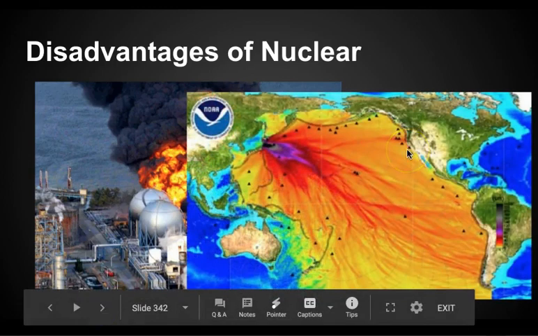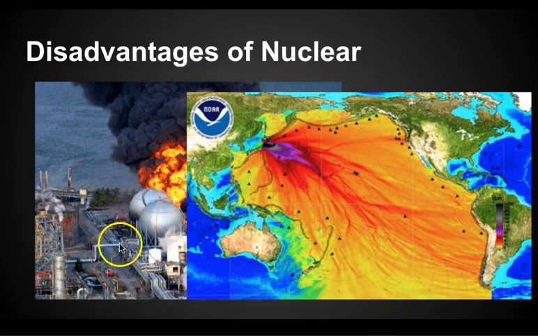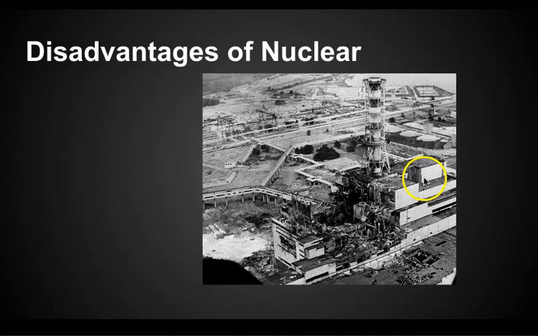Here's a picture from the National Oceanic and Atmospheric Administration, and you can see this is Japan, how a lot of that pollution was carried around by ocean currents. Usually pollution from nuclear processes takes a very long time to decompose. So sometimes, here's another example.